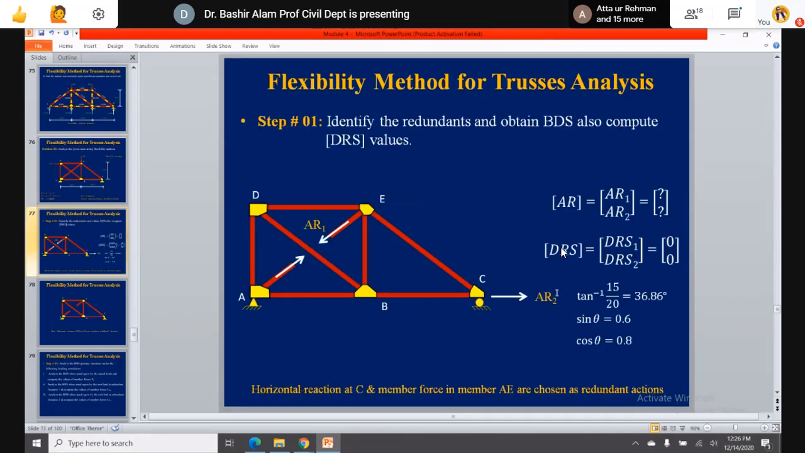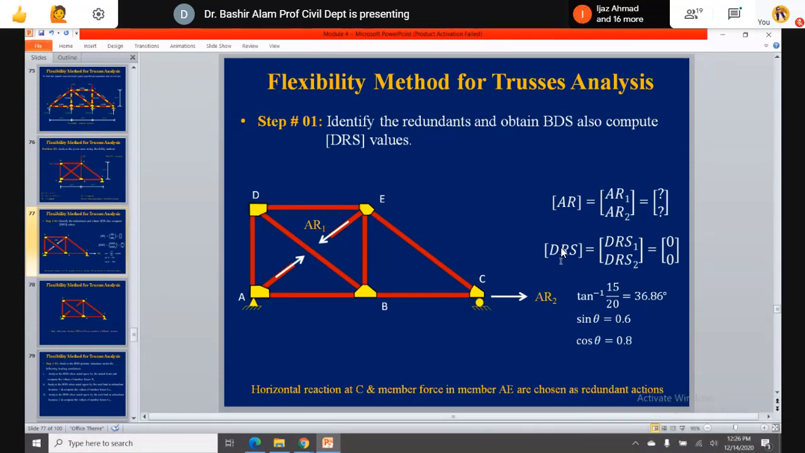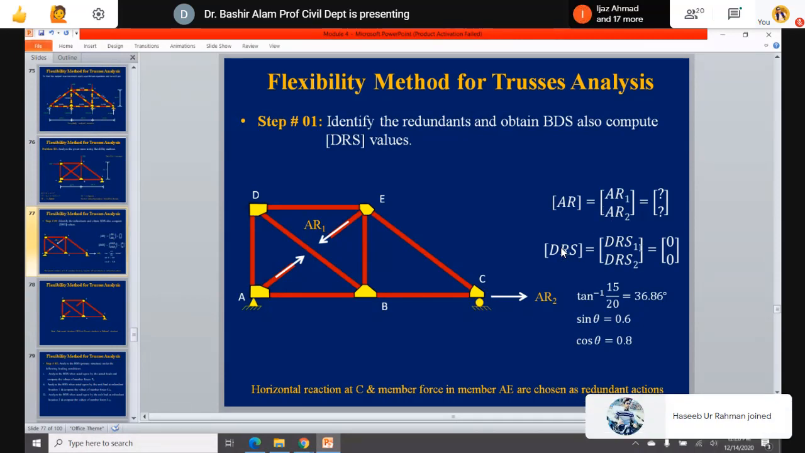So here we show it. At C, we take a redundant action horizontal, we are releasing the horizontal reaction. And then at member AE, we are releasing this force. So the unknown member force AE, we take this as our AR1, and the horizontal reaction at C, we take this as AR2. AR1, AR2 are unknowns.